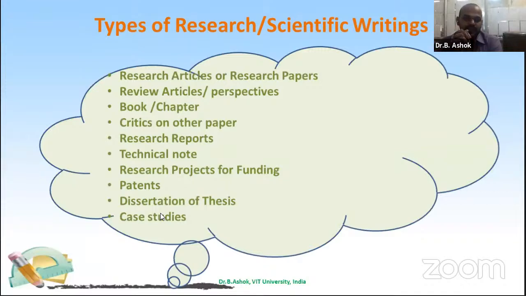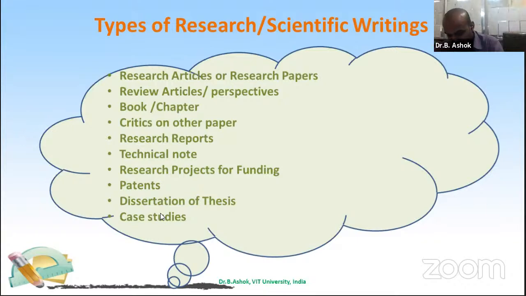Like the very first one is a research article or a research paper. A research article or research paper means that the particular article will coin a problem, and that problem will be addressed in a systematic manner. And because of that systematic addressing, it should provide the results. So whatever problem you have coined in the beginning of the article will be answered at the end. So that is one of the important aspects of the research article.